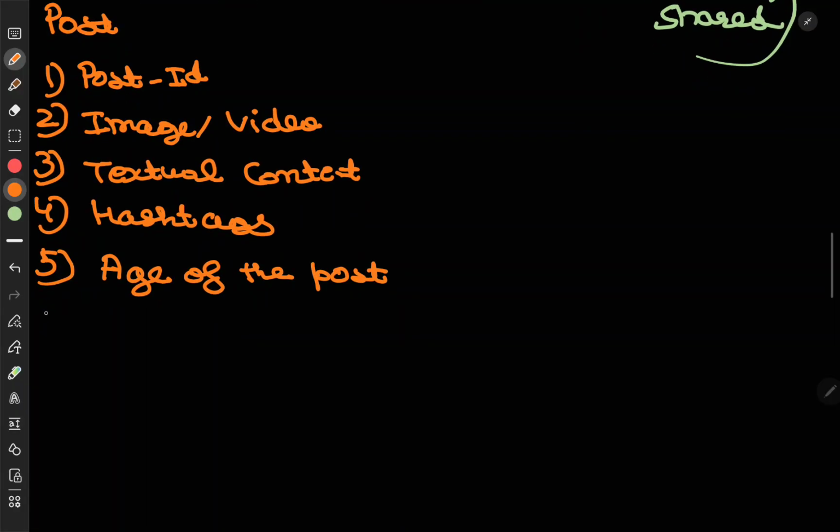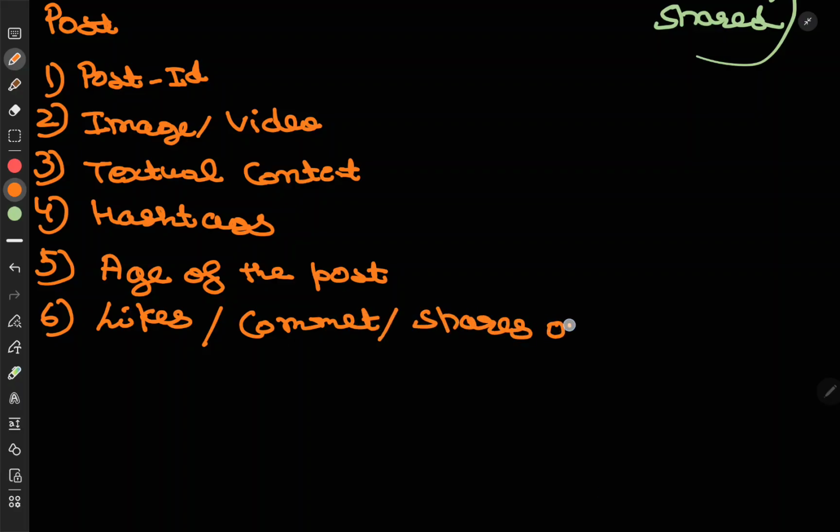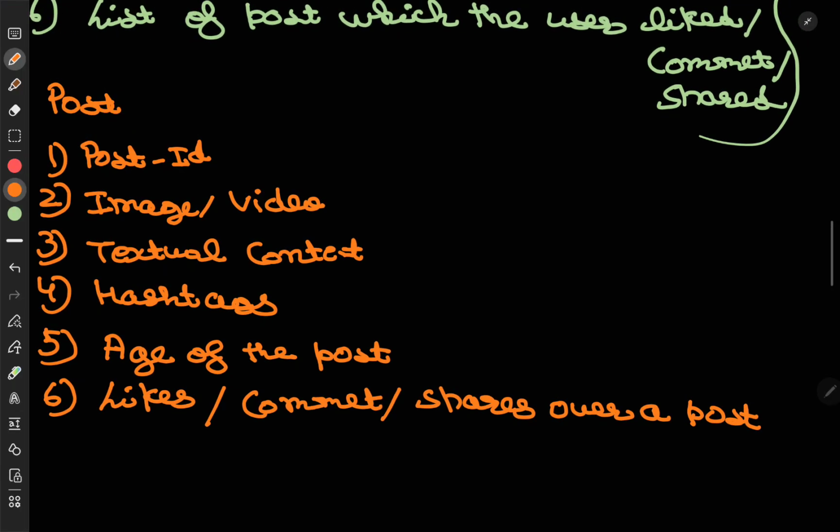Then comes the next thing, that could be likes over a post, comments over a post, shares over a post. So these things could also help us in feature engineering. If there are millions of likes over a post, it means it's a popular post. And if there are millions of comments on a post, it means it's a really popular post. We can show it to a user. So these are the many things we have with respect to a post.